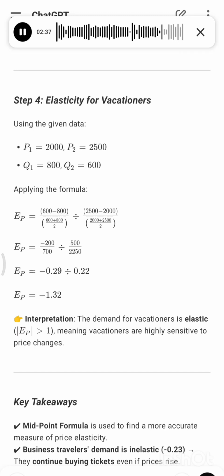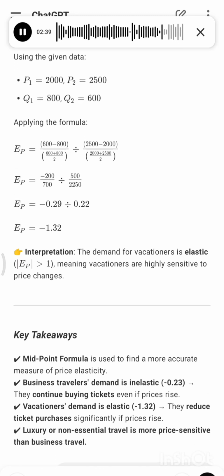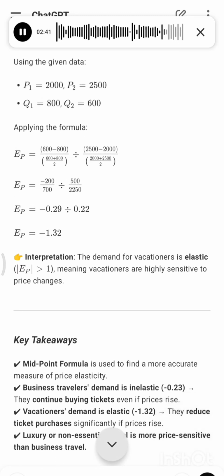Interpretation. The demand for vacationers is elastic, EP greater than 1, meaning vacationers are highly sensitive to price changes. Key takeaways. The midpoint formula is used to find a more accurate measure of price elasticity. Business travelers' demand is inelastic.